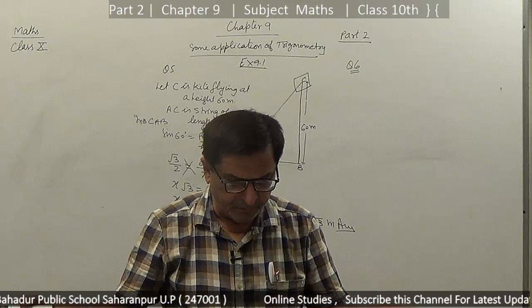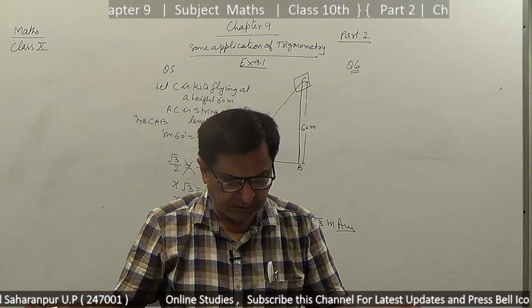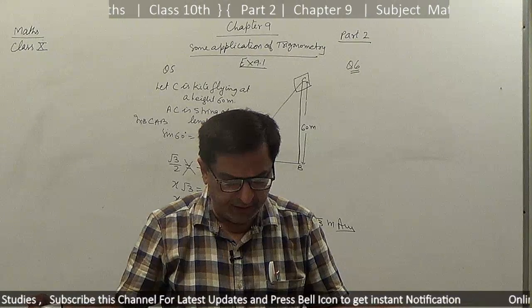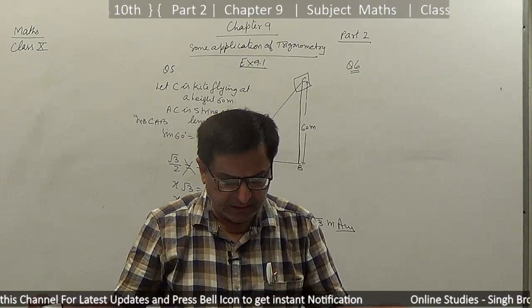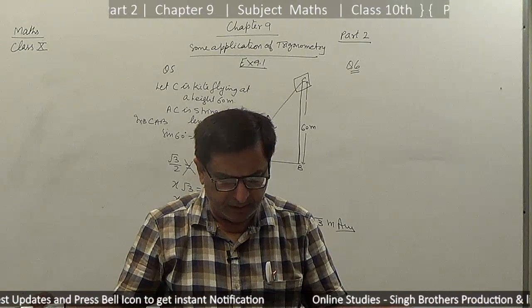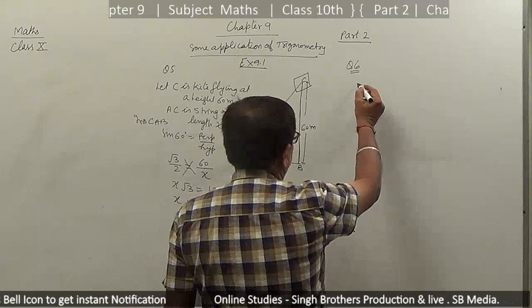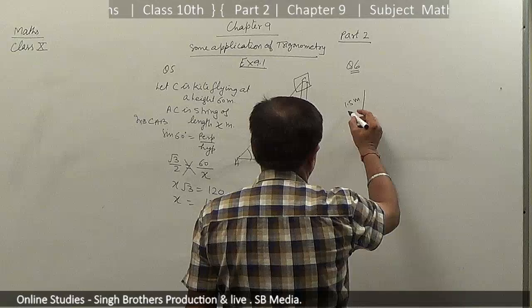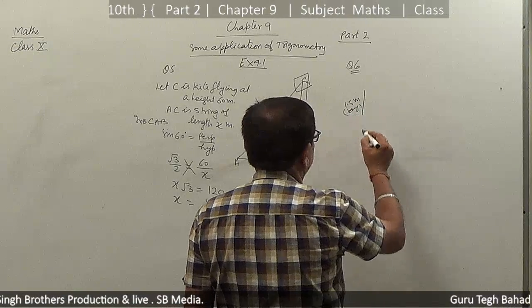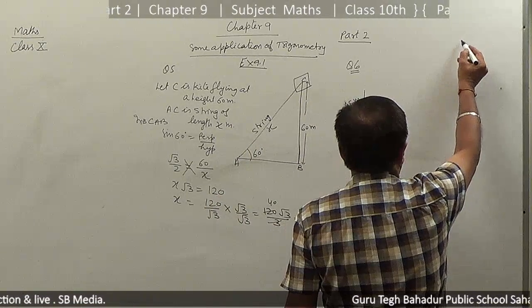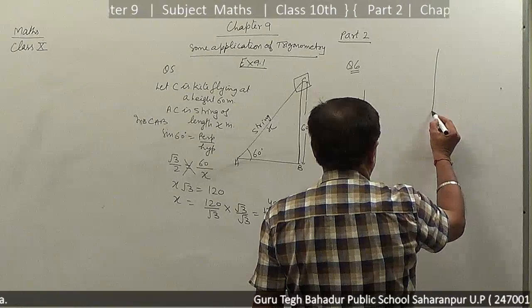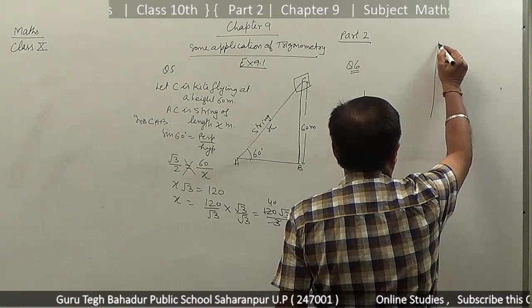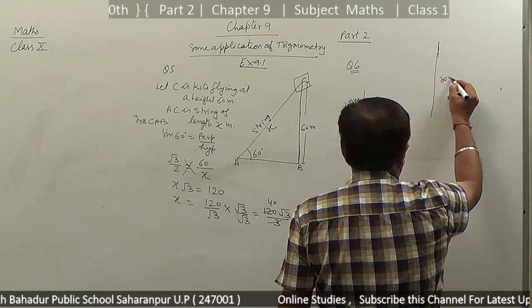Let us see question number 6. A 1.5 meter tall boy is standing at some distance from a 30-meter tall building. This is the 1.5-meter tall boy. This is the 30-meter tall building.